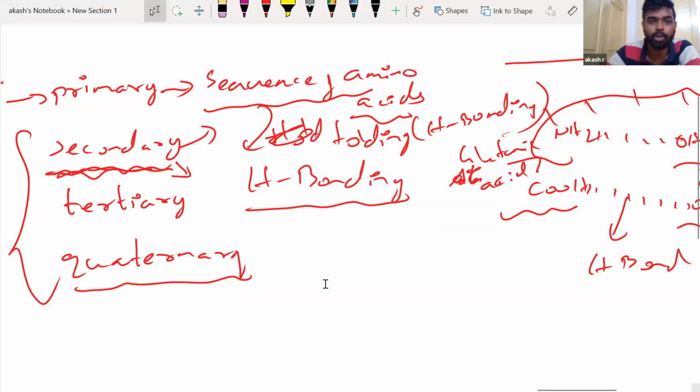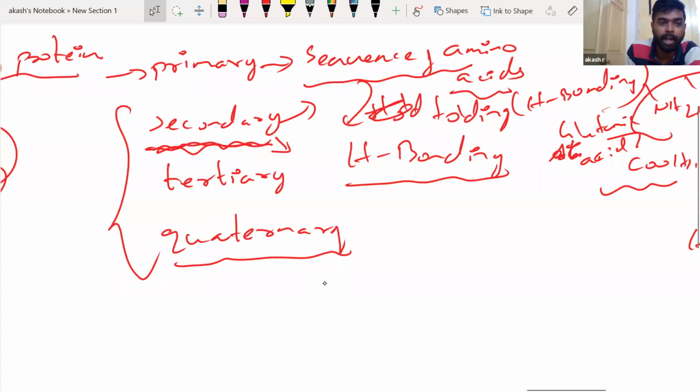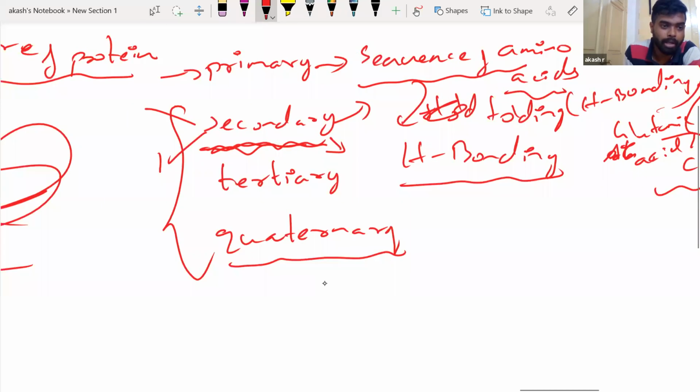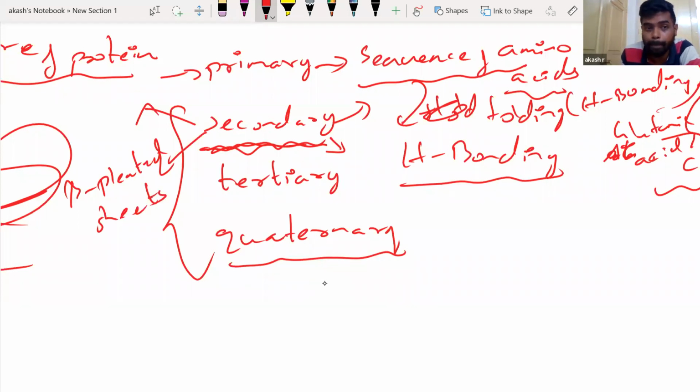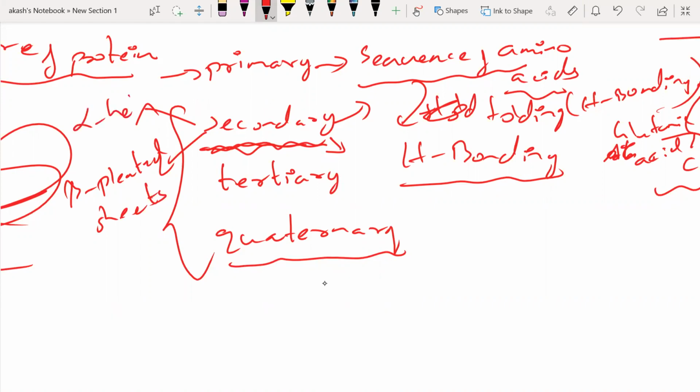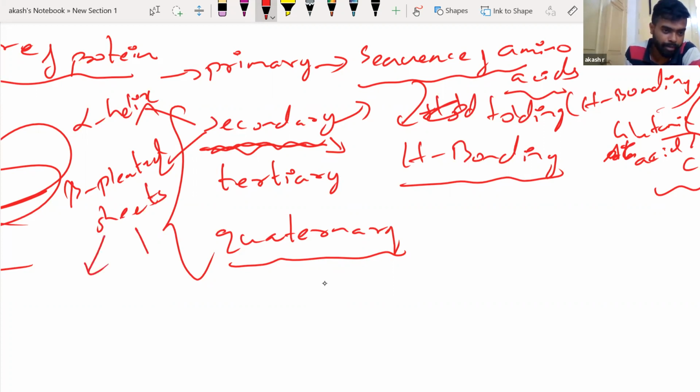Right. Now, I told you secondary structures can be of two types. They can be something called beta pleated sheets. And what is the other one? Alpha helical, alpha helix. Right. Now, these beta pleated sheets again can be of two types. They can be parallel or they can be anti-parallel.